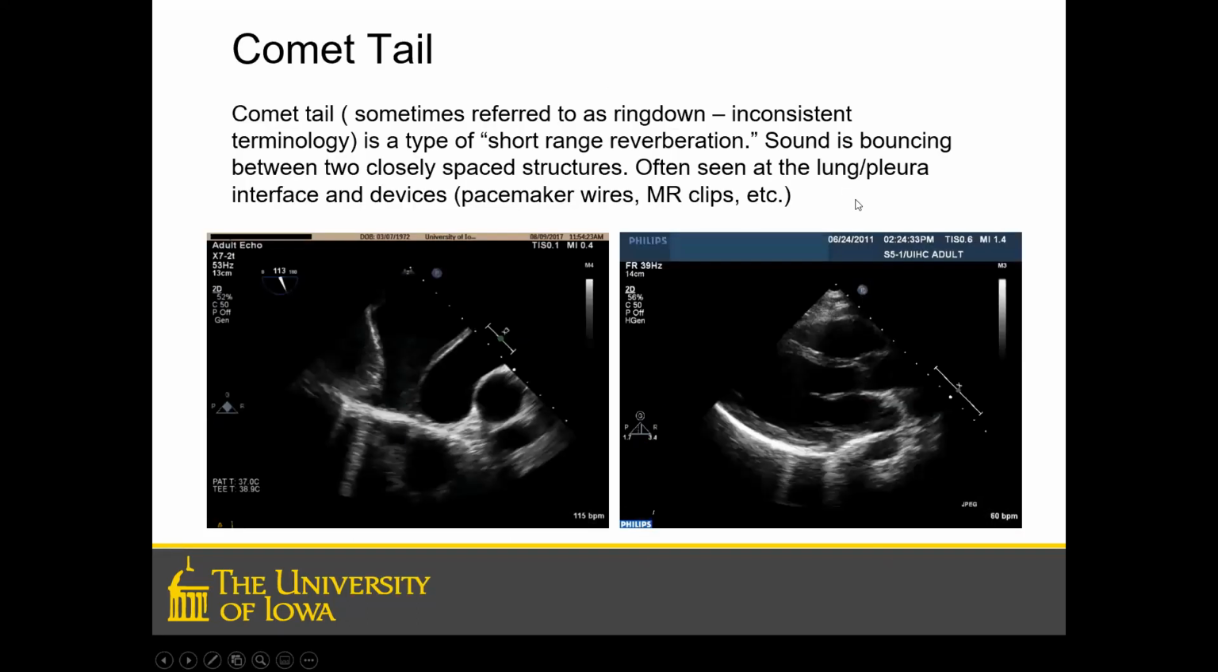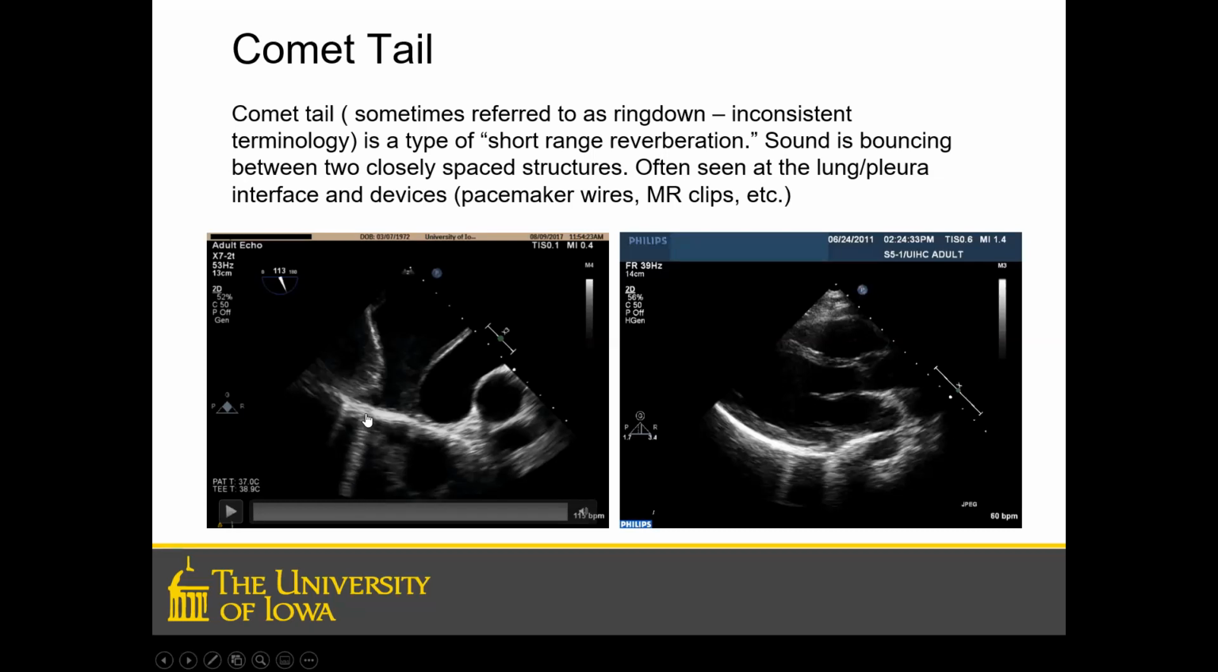A type of reverberation is called comet tail. Some people will also call this ring down. I don't get real worked up about interchanging those two terms. Some people do. They are actually two different things, but for our purposes today, we'll just pretty much stick with comet tail. So comet tail is like short range reverberation. It's this that you're seeing right here.